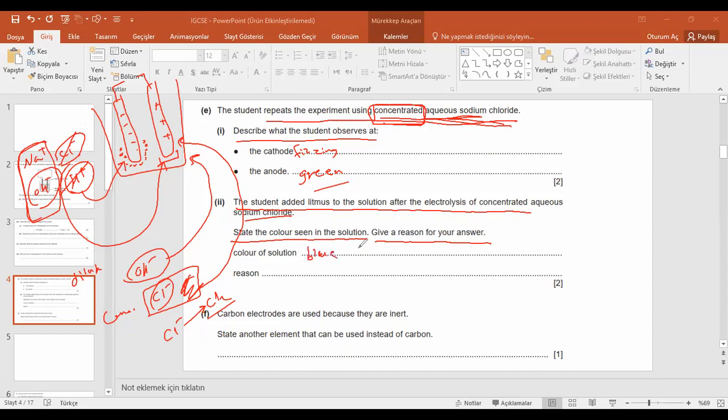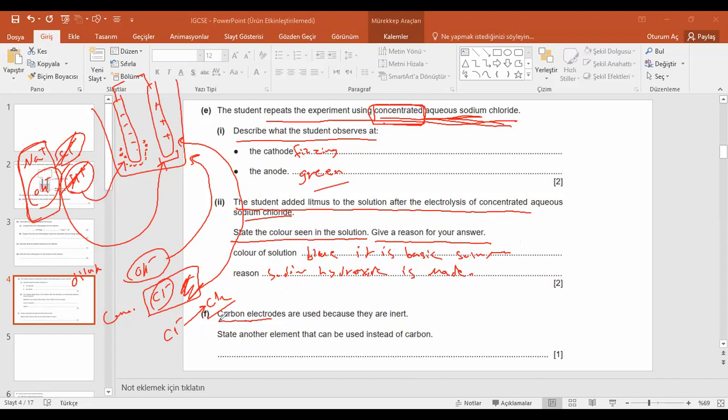Because it is a basic solution. Now it is a base. Okay, why? The reason: sodium hydroxide, NaOH, is made because H plus and Cl minus ions are removed.